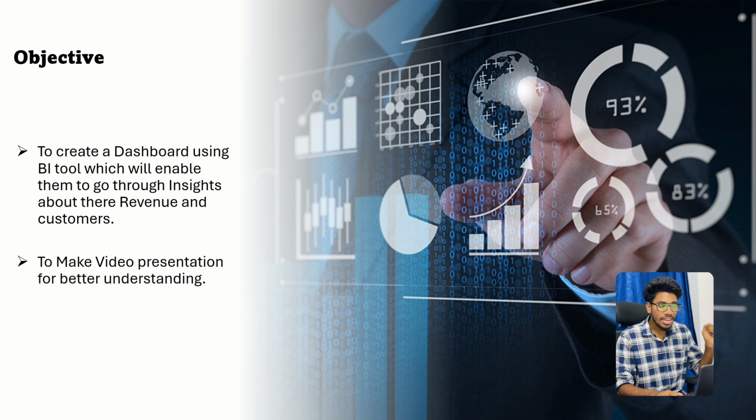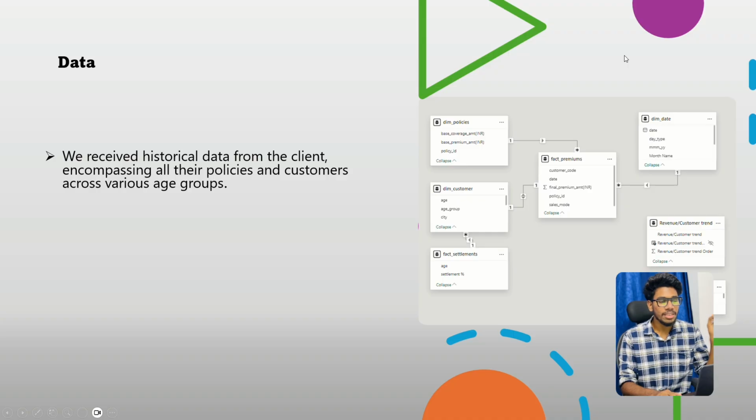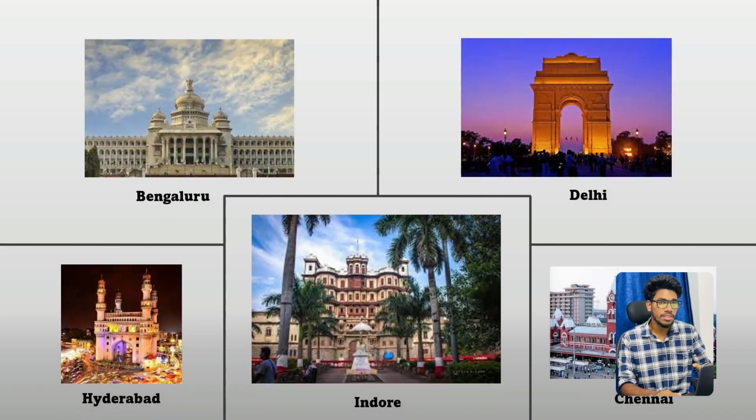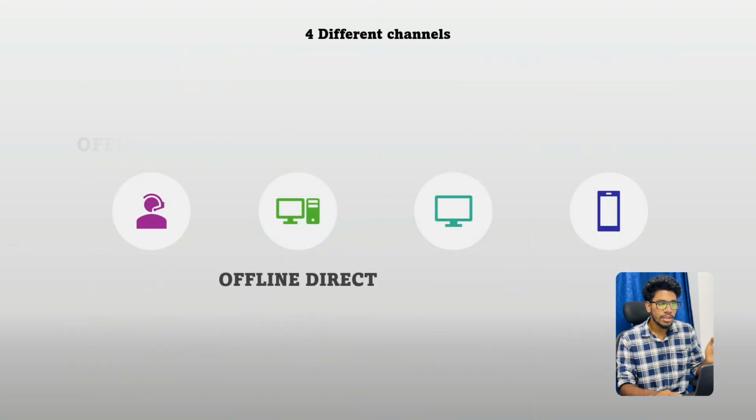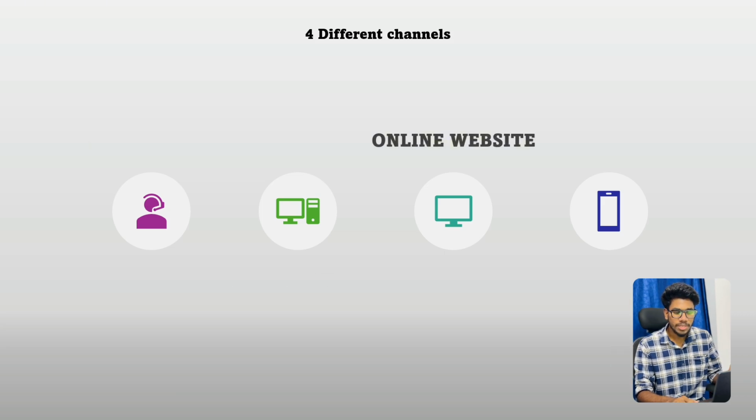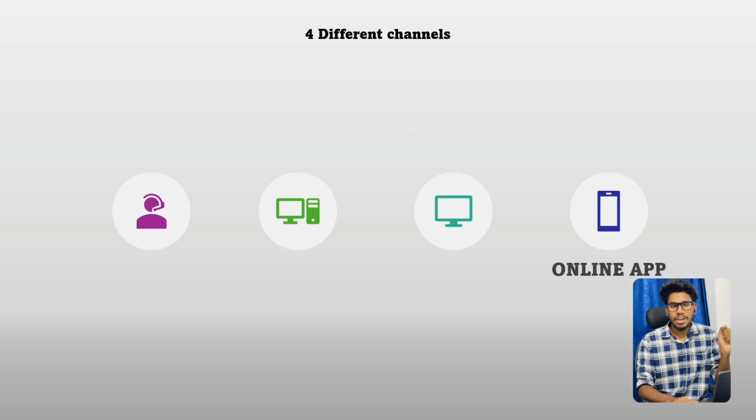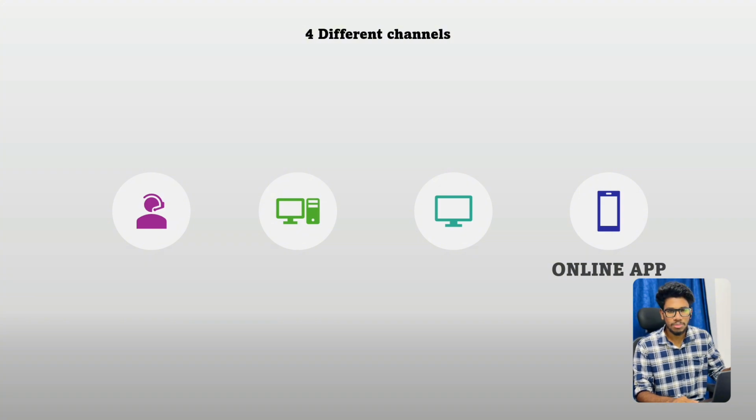And now let's see the data that we got from the client side. We received historical data from November 2022 to April 2023, which includes all the information that we need for the analysis. Shield Insurance maintains its business in five major cities in India: Bangalore, Delhi, Hyderabad, Indore, and Chennai. They give policies to customers through four different channels: offline agent, offline direct, online website, and the online app. Now, this is brief information about the problem statement and objective.